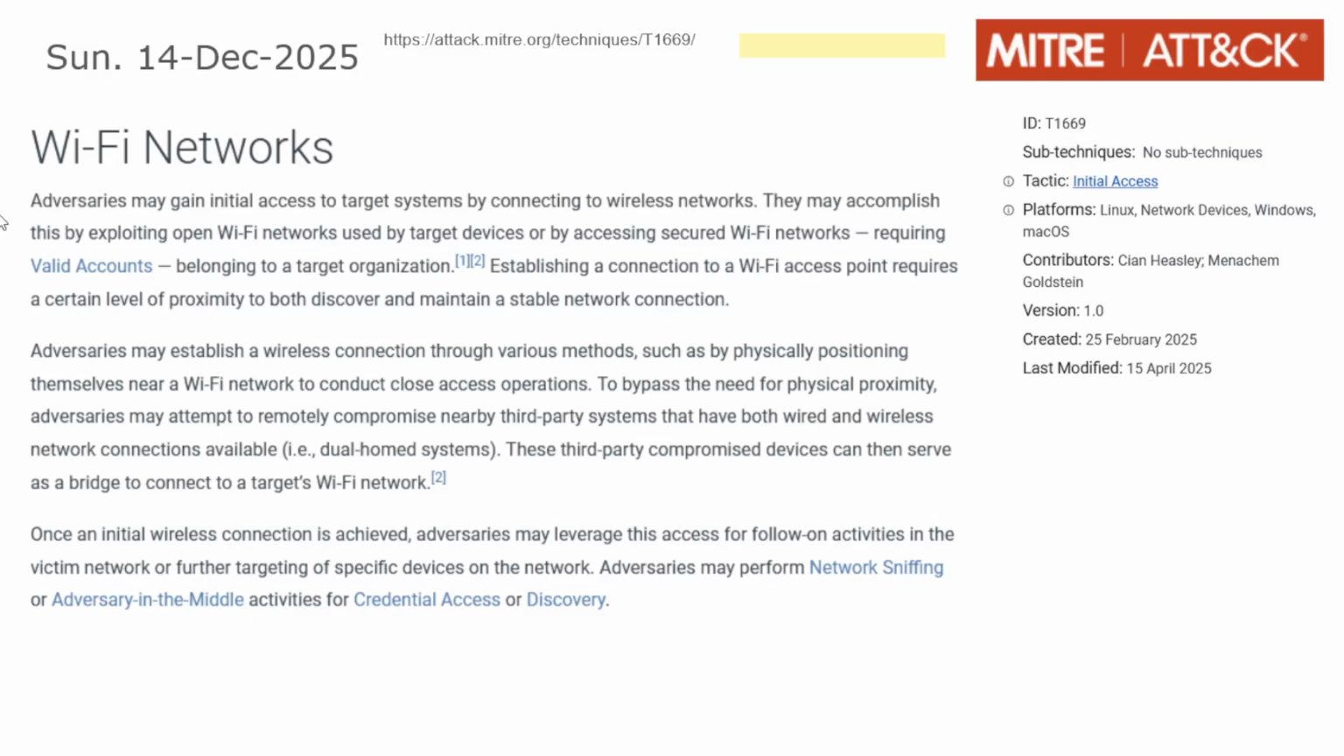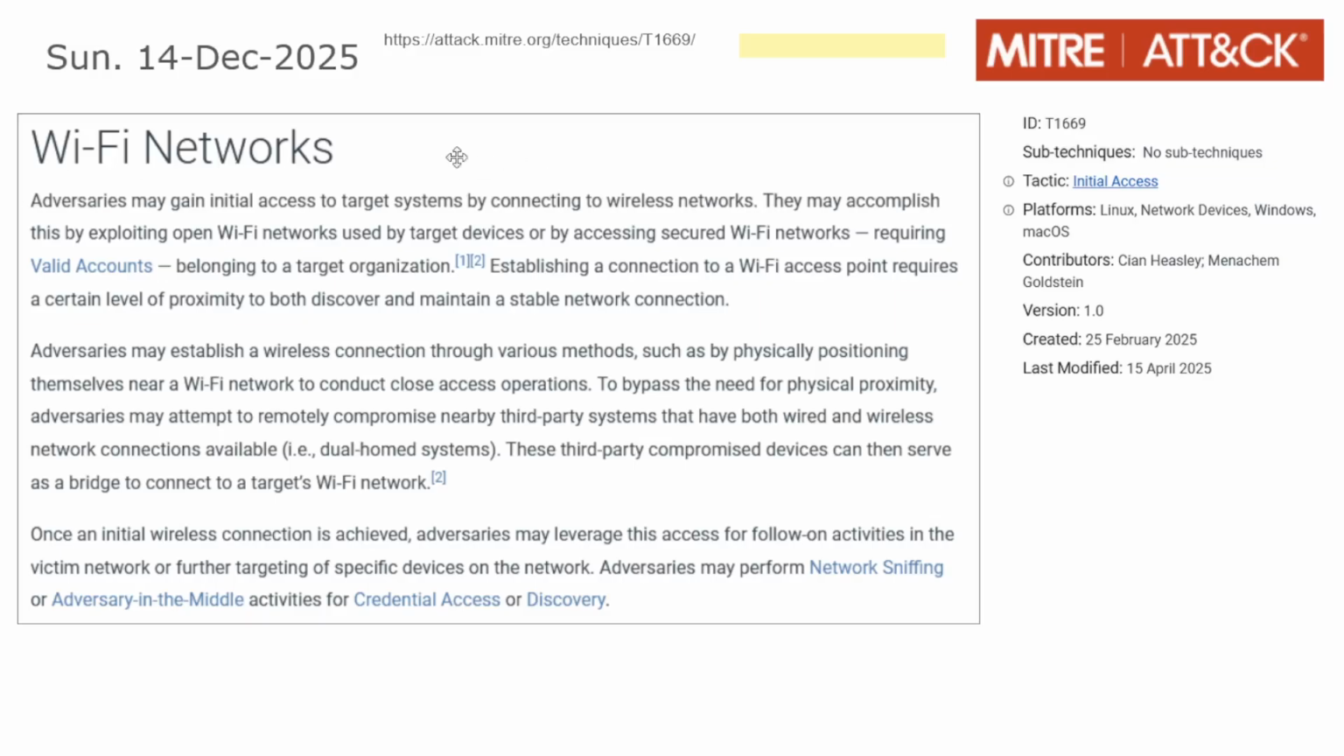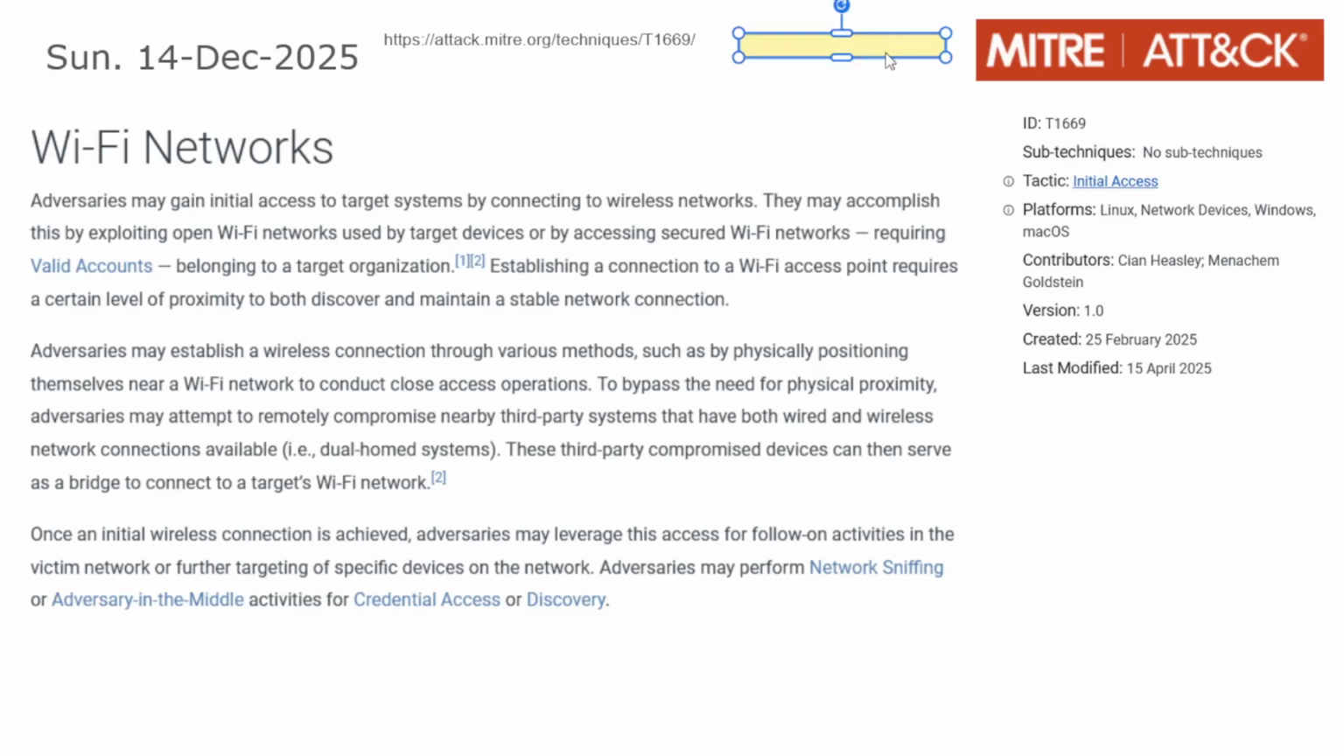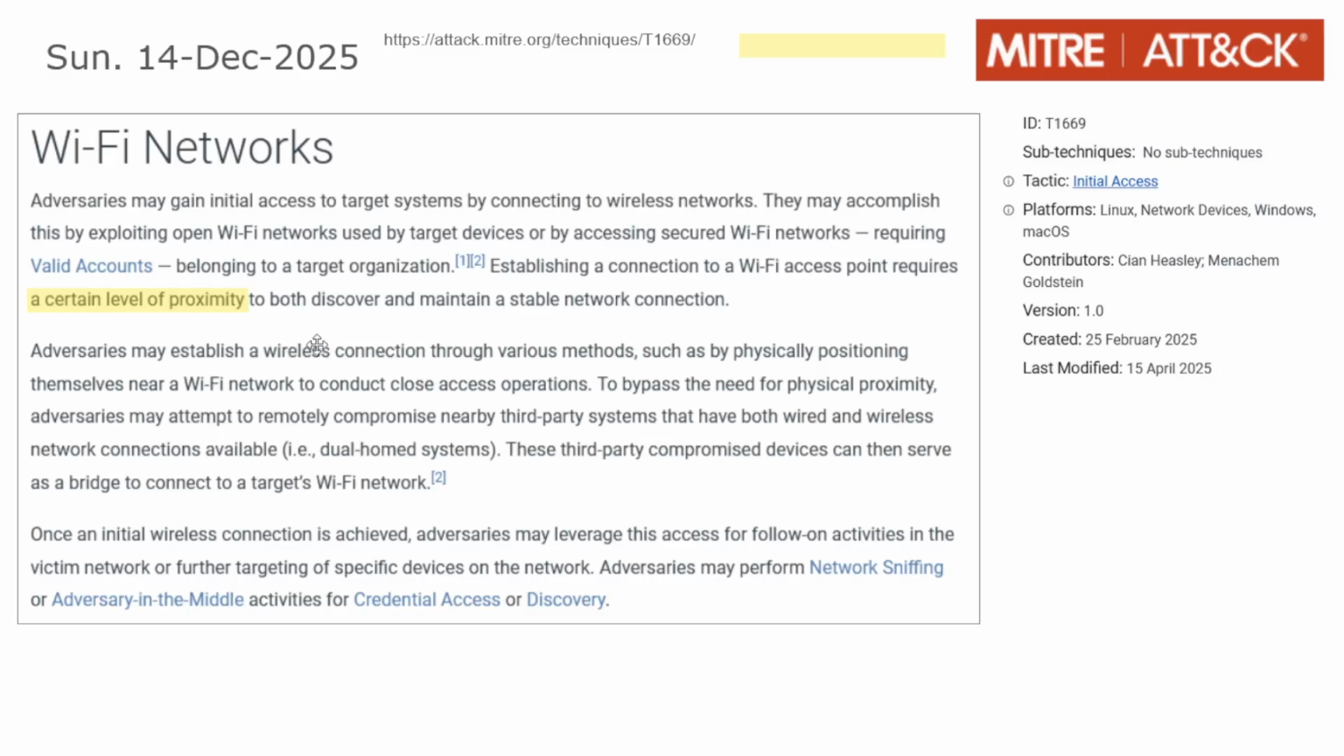So Wi-Fi networks, what is it all about? Adversaries may gain initial access to target systems by connecting to wireless networks. They may accomplish this by exploiting the open Wi-Fi networks used by target devices or by accessing secured Wi-Fi networks, requiring valid accounts belonging to a target organization. Establishing a connection to a Wi-Fi access point requires a certain level of proximity, and that's the thing. So whenever Wi-Fi attacks happen, the attacker is physically nearby, with a certain level of proximity to both discover and maintain a stable network connection.